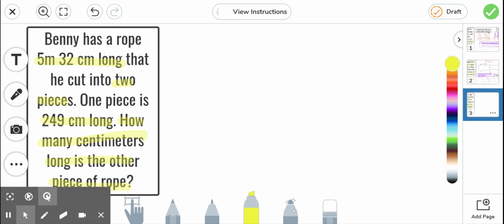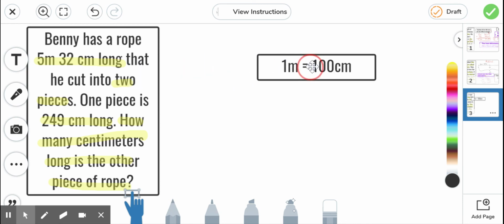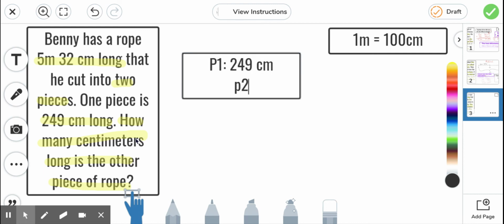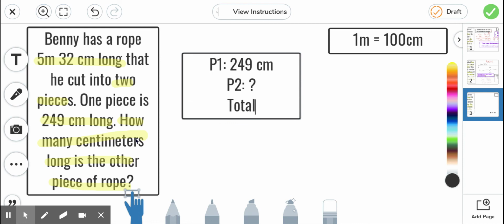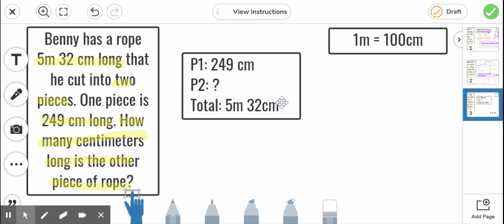All right. So you're going to want to remember that 1 meter is equal to 100 centimeters. And you're going to want to set it up so that you can see, we'll call it P1 for piece 1, is 249 centimeters. P2 we don't know yet, but we know that the total is 5 meters, 32 centimeters. You're going to use this information in the box to solve on your own using some of the strategies that we've used on the other 2 slides. So give this a try on your own, and good luck.